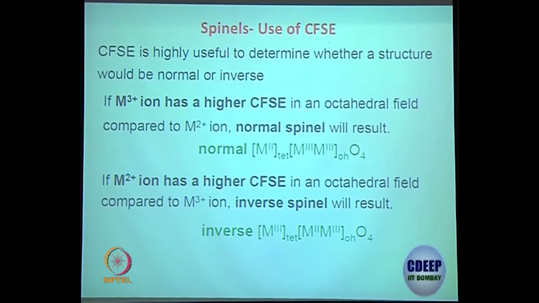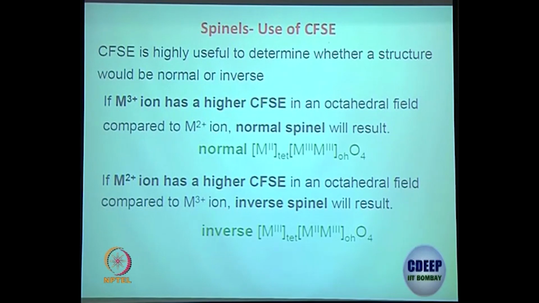So you don't have to really look at the tetrahedral. You take the metal ion, M3 plus and M2 plus, for a given metal, and you find out their separate CFSE. If M3 plus has less CFSE compared to M2 plus, then it is inverse. Just read these two lines.